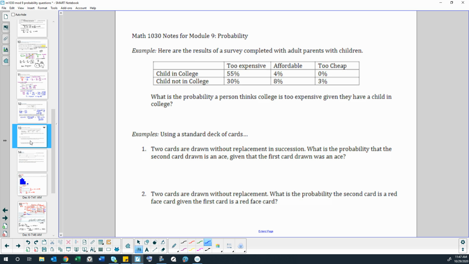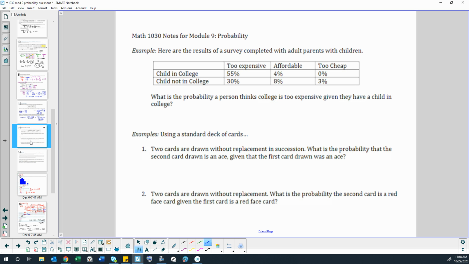So we have parents of children that are in college, and we have parents of children that are not in college. Now, of those parents, we have various opinions. We have parents that think college is too expensive. We have parents who think college is affordable. And we have parents who think that college doesn't cost as much as it should. So, we're going to try to find the probability that a person thinks college is too expensive, given that they have a kid in college.